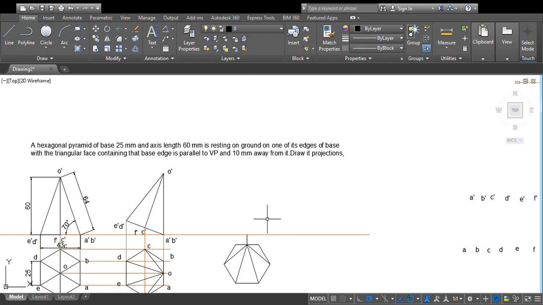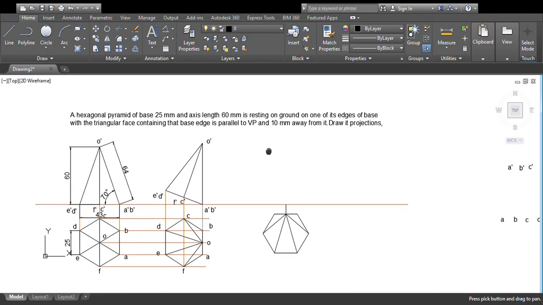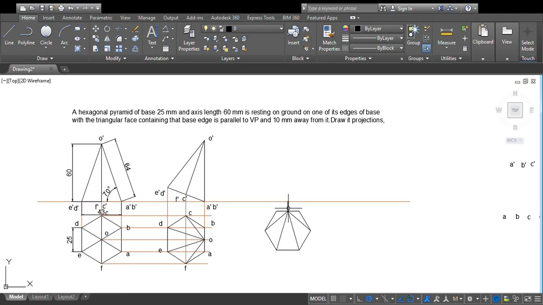Now what you have to do is, basically you have to rotate this diagram by 90 degrees, so that this edge will become parallel. So first you mark a line 10 mm away from here, then first you draw a line here like this, then you draw this line like this. Then from that point you measure this dimension and this dimension here like this. Okay, that dimension you have to draw.